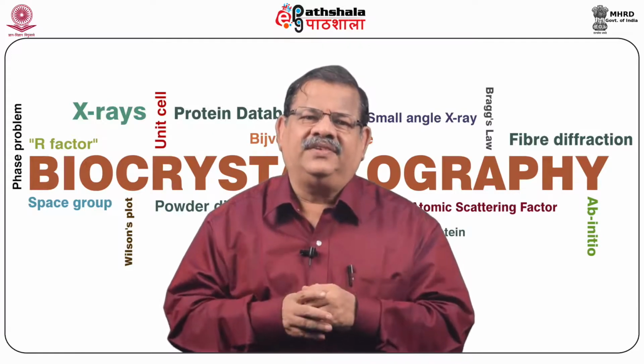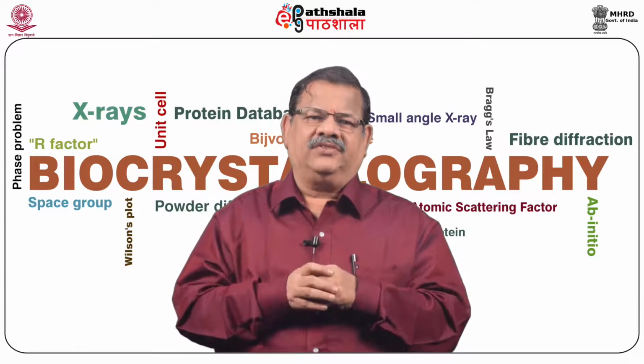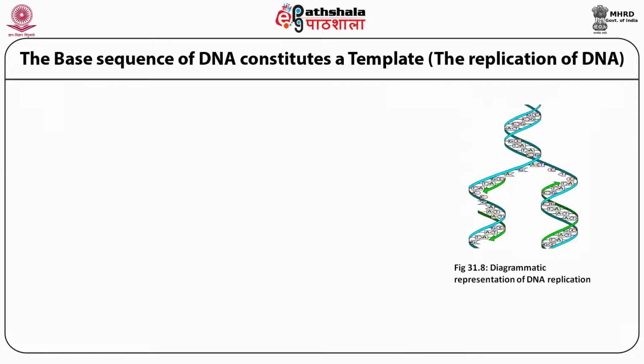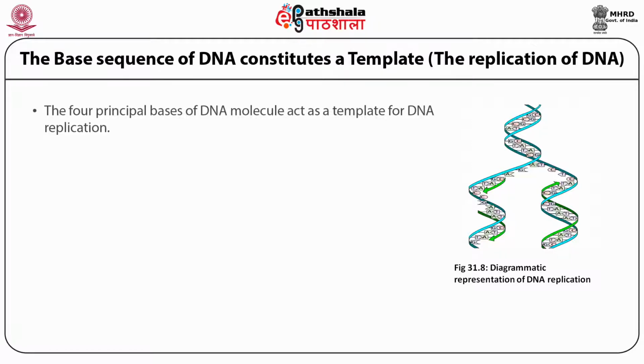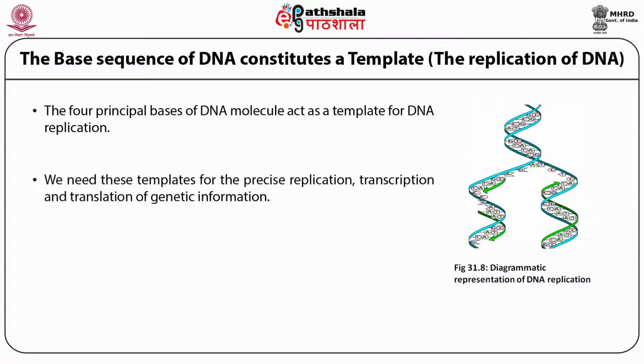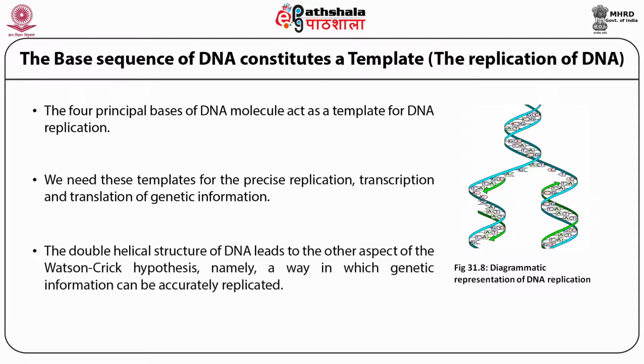The double helical structure of DNA allows for accurate replication of genetic information. We are going to say that the base sequence of DNA constitutes a template, which is nothing but the replication of DNA. Figure 31.8 represents diagrammatically how the DNA is getting replicated. The four principal bases of the DNA molecule act as a template for DNA replication. We need these templates for the precise replication, transcription, and translation of genetic information. The double helical structure of DNA leads to the other aspect of the Watson-Crick hypothesis, namely a way in which genetic information can be accurately replicated.